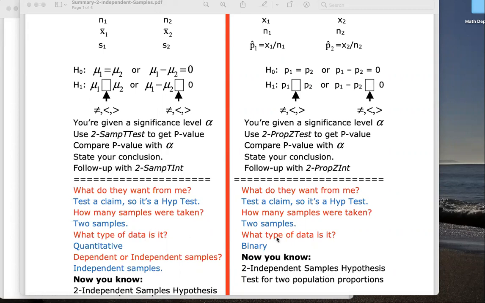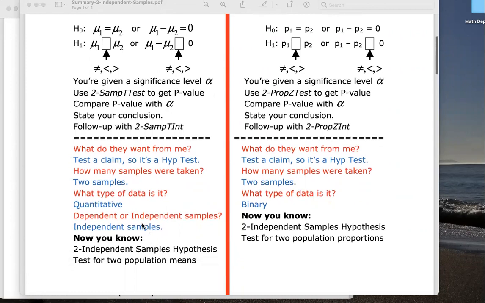Now, what type of data is it? Is it quantitative data or binary data? Now, over here for quantitative data, one last question. Are these two samples matched or paired up in some obvious way? Because if not, then by default, they're independent samples. So if they're not matched or paired up, then they're independent samples and we use this method. If they are matched and paired up, this is the wrong method. You've got to use the one from the previous chapter you were doing last week.